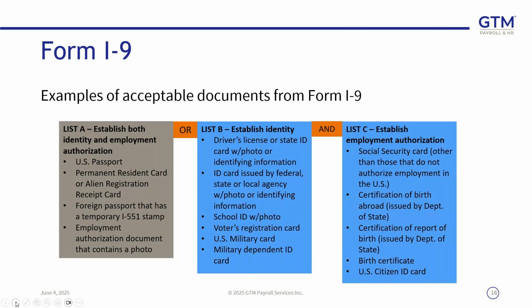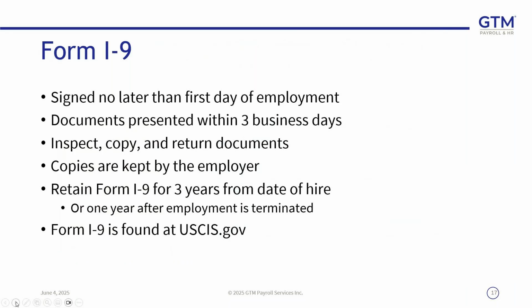They can either submit a document from List A to prove their identity and employment authorization, or documents from List B and C. The I-9 must be signed no later than the first day of employment, and the documents must be presented within 3 business days from the start of employment. The family needs to inspect the documents, make copies, and return the originals to their employee. The documents must reasonably appear to be genuine and relate to the employee.